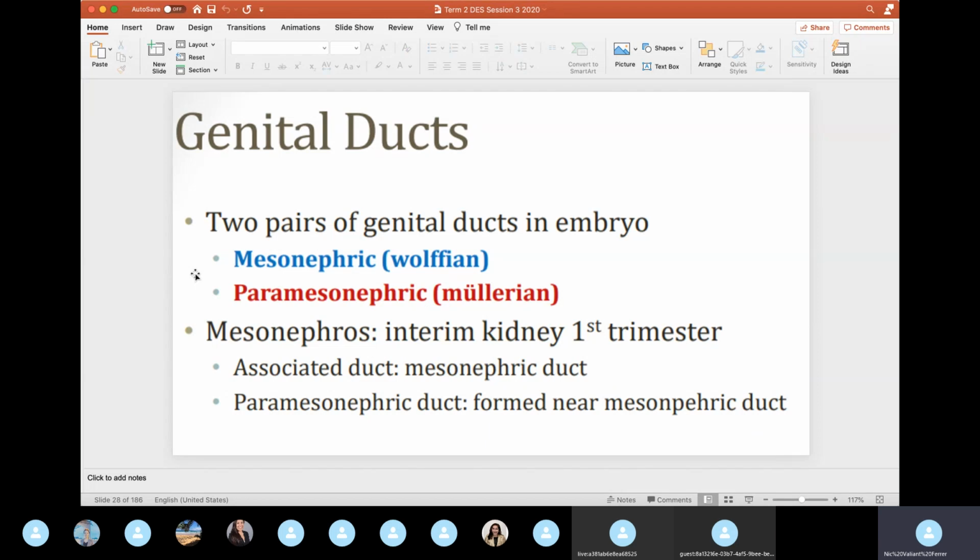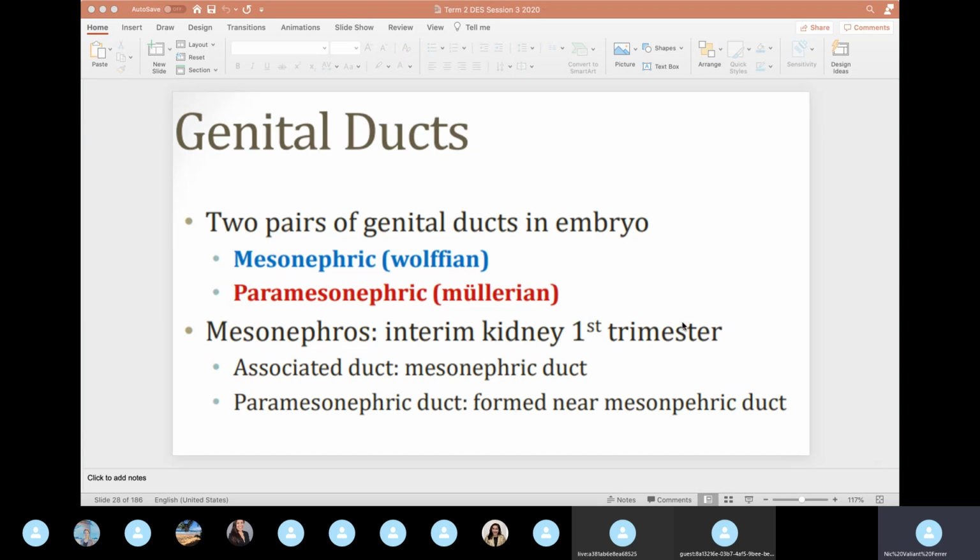How about the genital ducts? There are two pairs of genital ducts in the embryo. You have the mesonephric duct or the Wolffian duct, and the paramesonephric duct or Mullerian duct. Don't forget, remember the terms, okay? Remember mesonephric and paramesonephric.